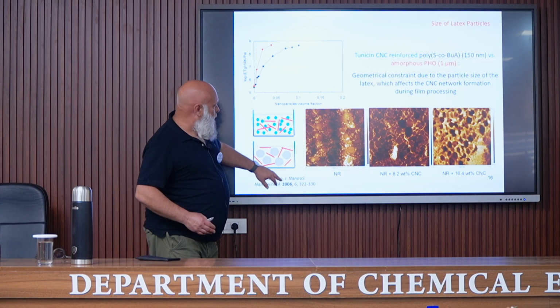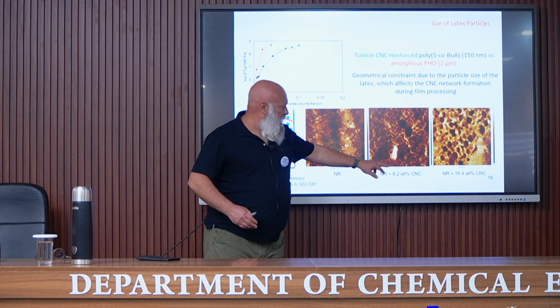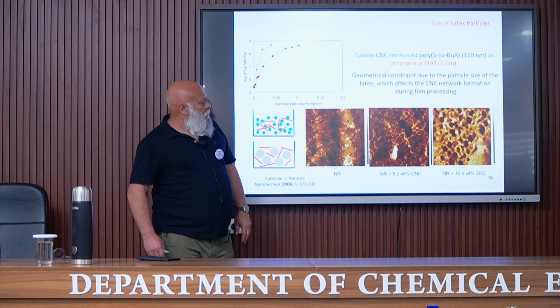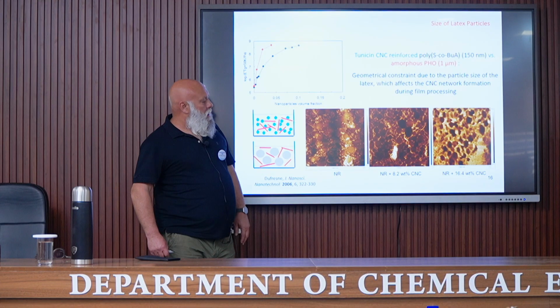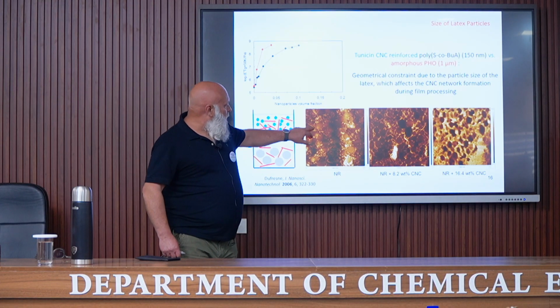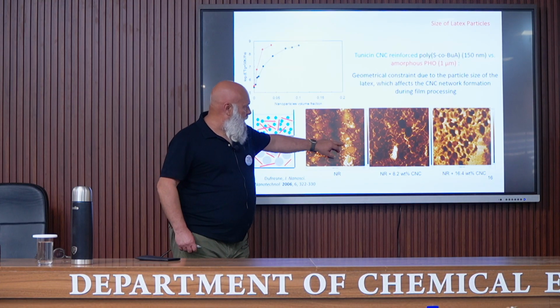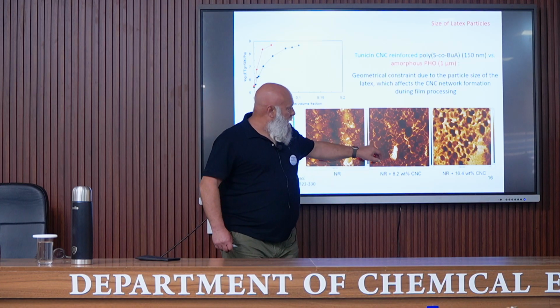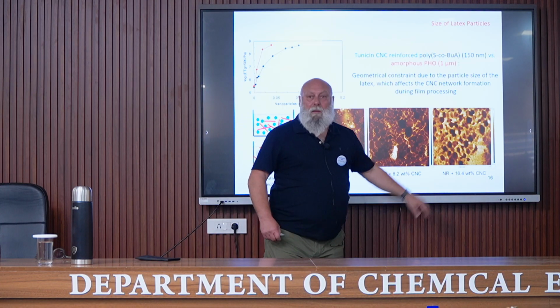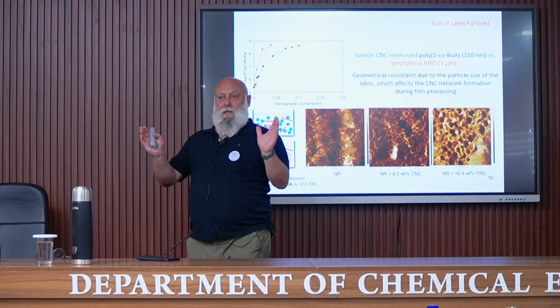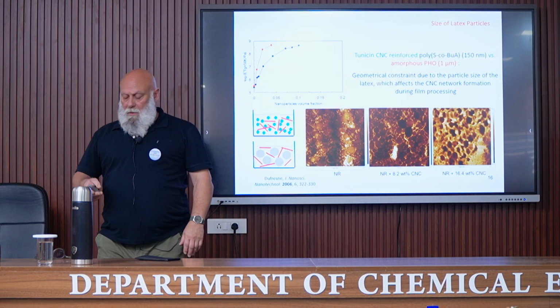This is what we can see here for natural rubber with 16% of nanocrystals. We can see more or less the latex particles, and we can see in white the nanocrystals that are around the latex particle.